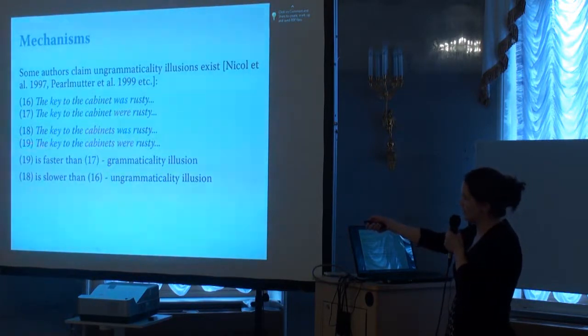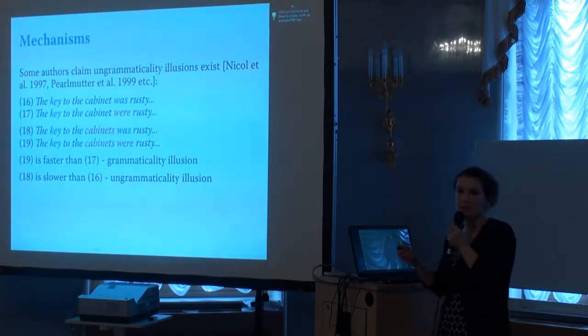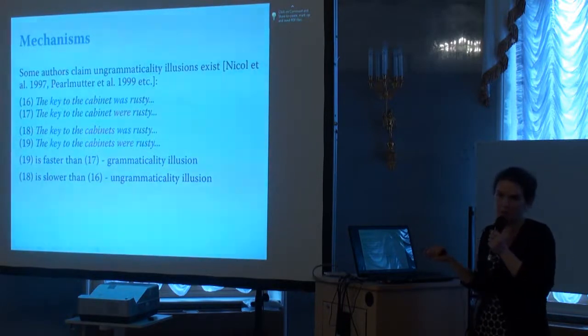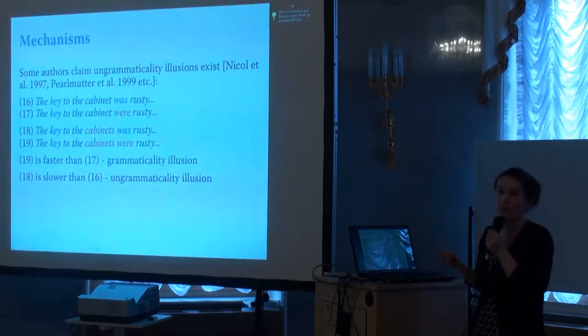So in 19 we have something like the key to the cabinets were rusty. This is an agreement attraction mistake, where we have the verb in the wrong form, in plural instead of singular. But we notice this mistake later, and its effect is smaller because there is this intervening noun cabinets. This can be compared to the case when cabinet is in singular and there is no attraction phenomenon. So 19 is read faster than 17, and this is what we call a grammaticality illusion.